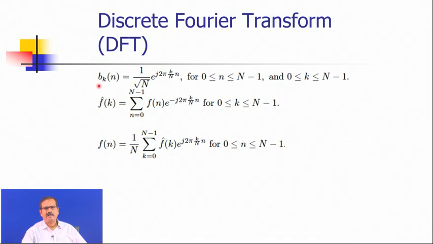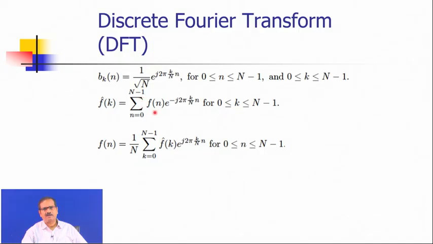So, b_k[n] is the small n-th element, which means we can form a basis vector by computing it from n equal to 0 to n equal to N minus 1, at each integer value of n within this interval. So, that gives me the k-th vector, and there are N such vectors where the indexes vary from 0 to N minus 1.